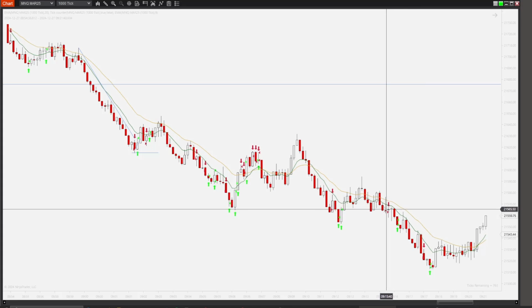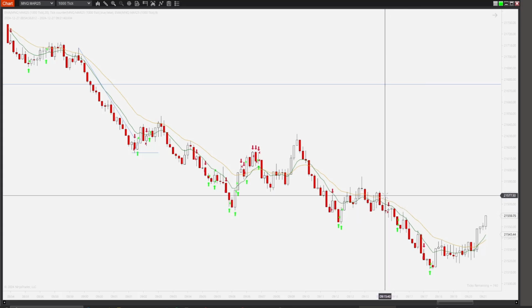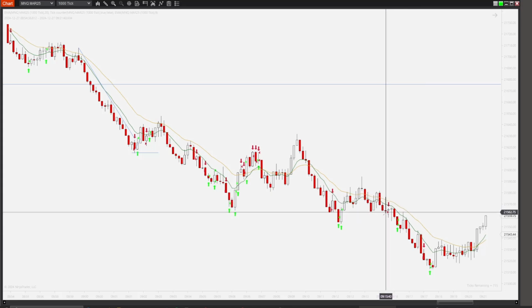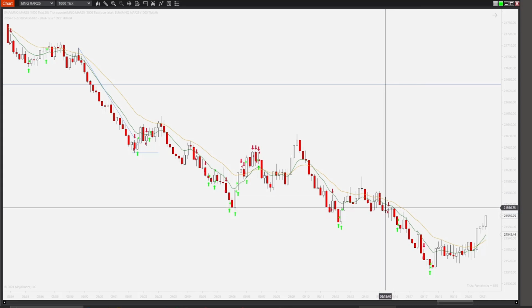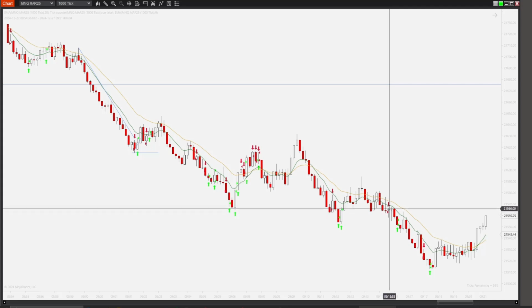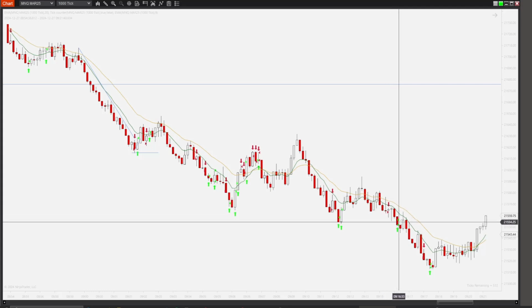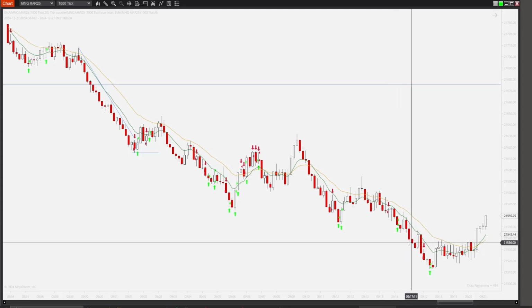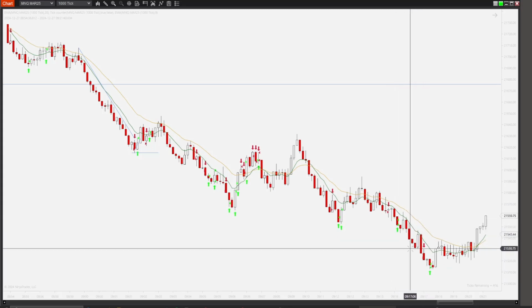I take another entry here below this pullback. This bar does close a doji, but it does close very strong to the downside on the bottom. So I take that entry. This is a very good trade. It does not move against me hardly at all. I scalp out of it. Could certainly have swung that trade much, much, much farther.